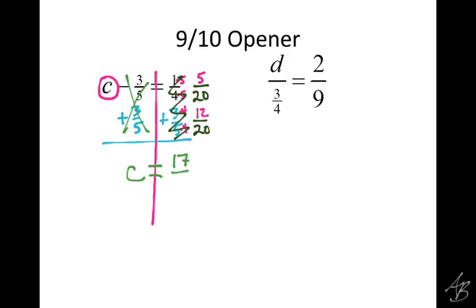17/20. Alright. And last thing we want to check, can we reduce this? No. In fact, 17 is what kind of number? It's a prime number. What makes it a prime number? Did you say prime or odd? Oh. I thought you said prime. It is a prime number. What makes it a prime number?